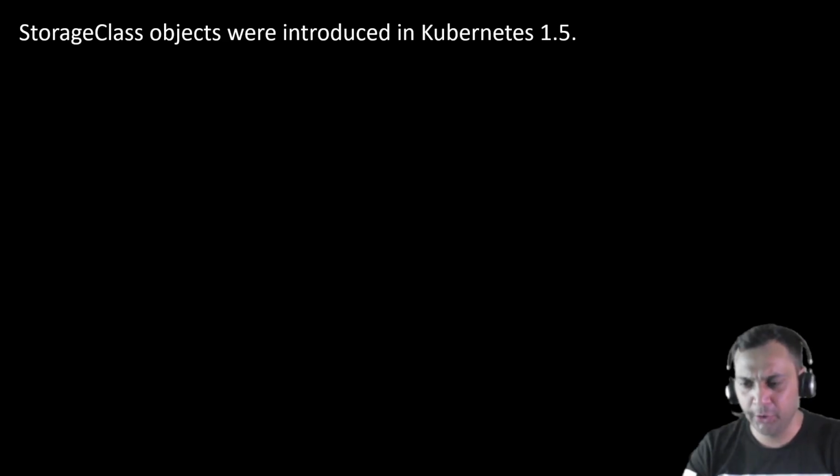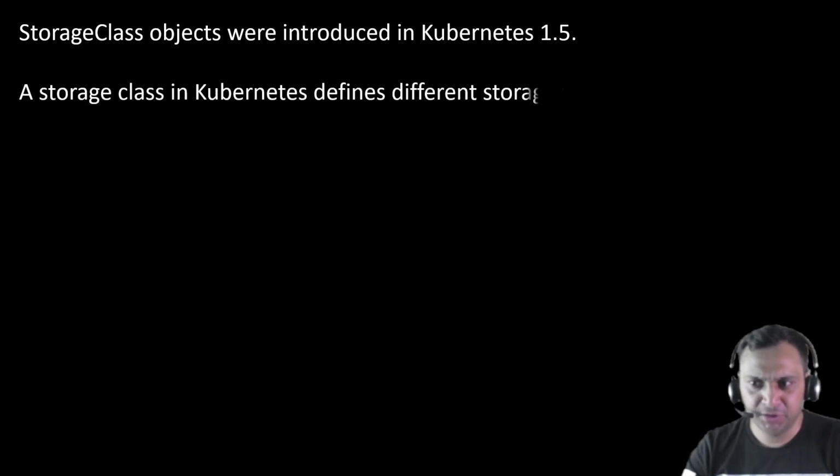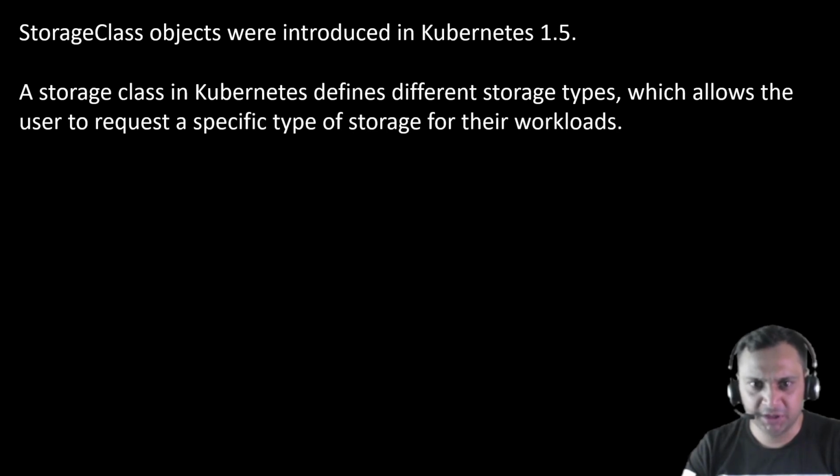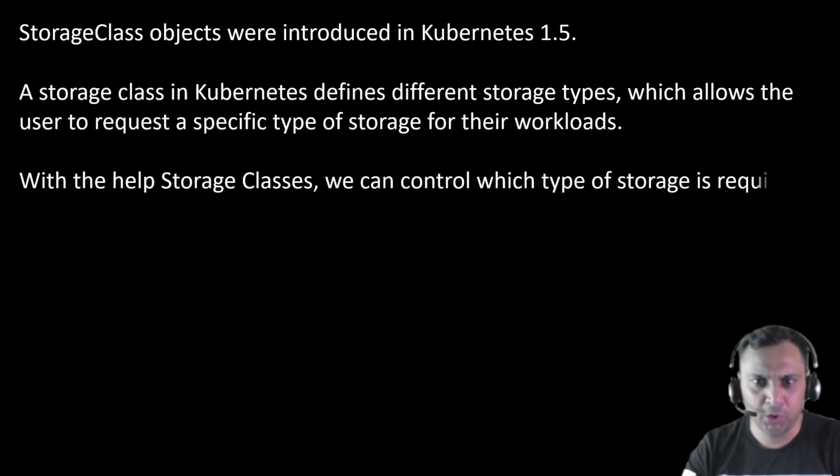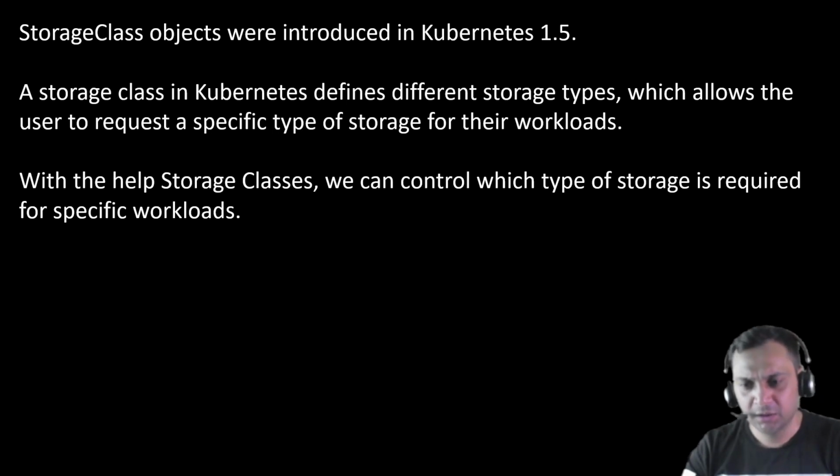Storage class objects were introduced in Kubernetes 1.5. A storage class in Kubernetes defines different storage types, which allows the user to request a specific type of storage for their workloads. With the help of a storage class, we can control which type of storage is required for a specific workload. As I said previously, sometimes we are running a database server. For that, we need an SSD hard disk. So we have different storage, and sometimes we use it only for backup purposes, so we use HDD, or sometimes we use NFS storage for file system sharing or for backup. It's up to your organization what you have decided.